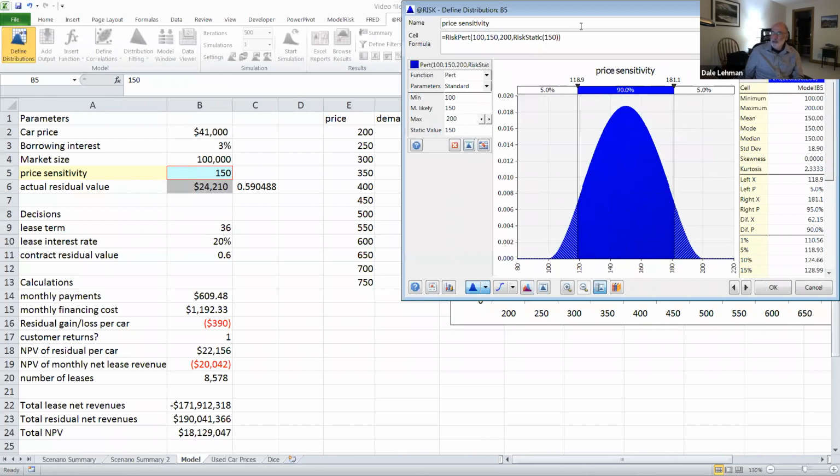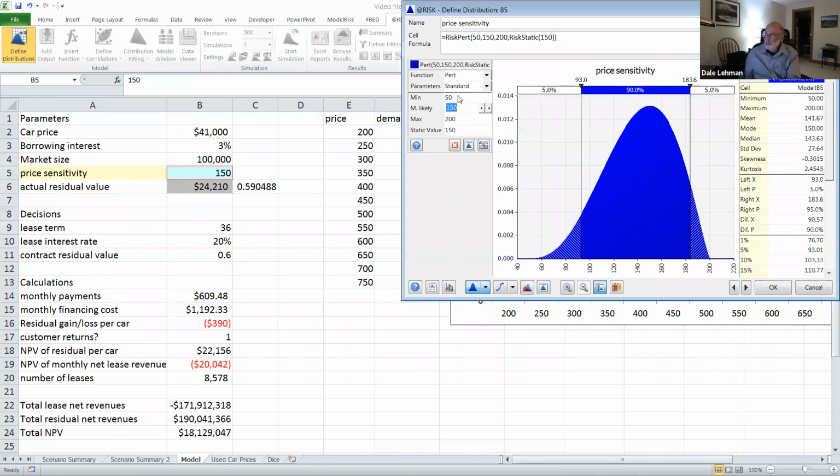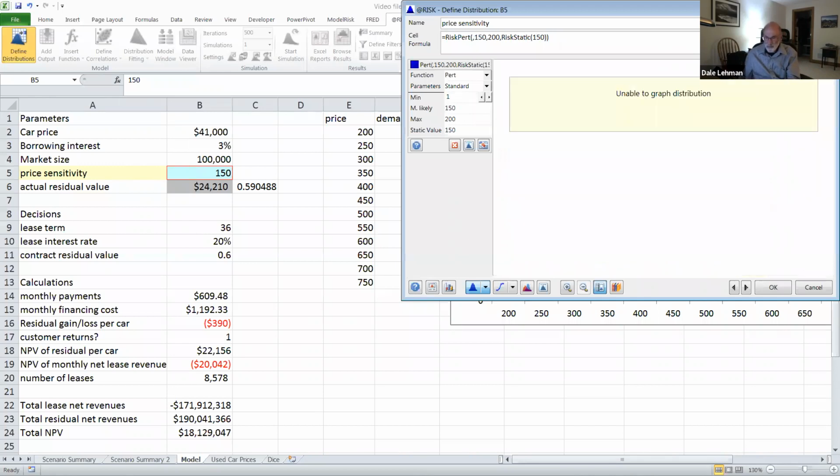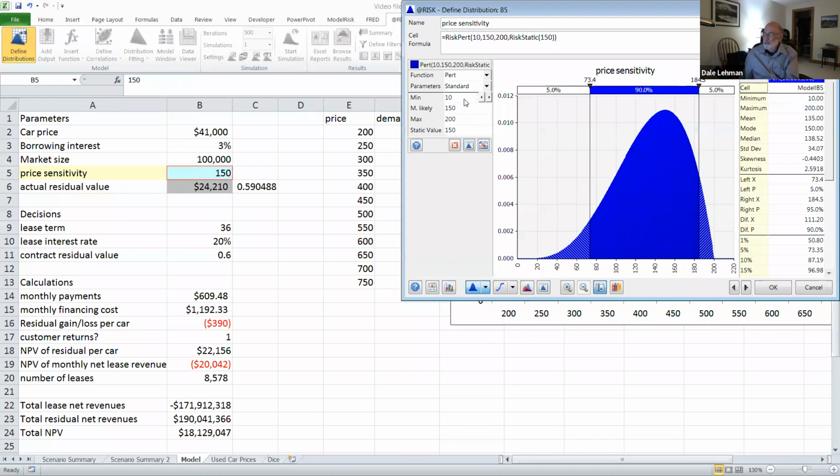The PERT distribution is commonly used for making subjective judgments about probability because it's not very sensitive to the minimum and the maximum. If you change this minimum to be 50, it's pulled out on the left side to 50, but the middle is still pretty close to 150, and the bulk of the distribution has stayed in the same place. If you even change that minimum to be 10, it hasn't changed shape very much.